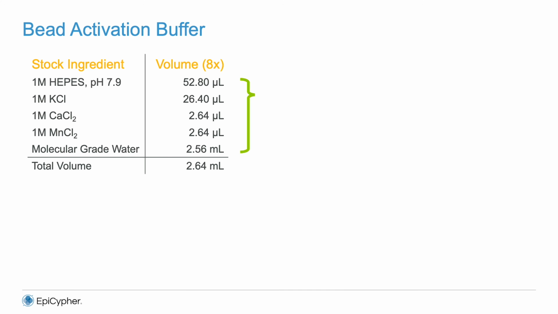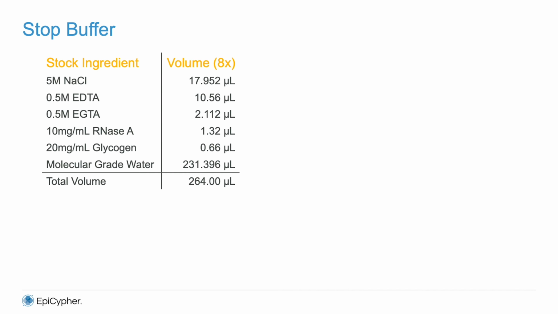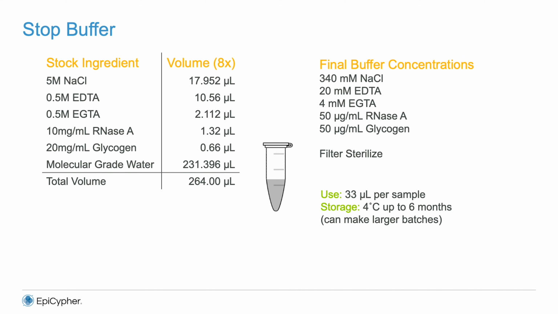Bead activation buffer can be pre-made, filter sterilized, and stored for up to 6 months at 4 degrees Celsius. Place aliquots on ice when it's time to activate the Con-A beads. The stop buffer can also be pre-made in larger batches, filter sterilized, and stored at 4 degrees Celsius. You will need 33 microliters per sample to stop the pAG-MNase digestion.